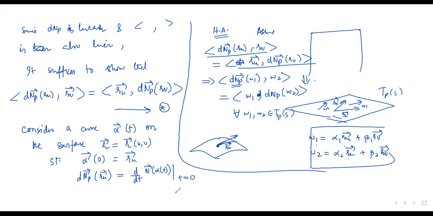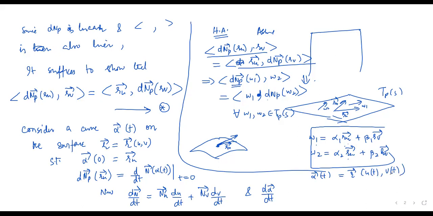Okay, now I know what dn is. dn by dt, by the chain rule, is nothing but n sub u into du by dt plus n sub v into dv by dt. And d alpha by dt, by the chain rule, because alpha t lies on the surface, is also r at some ut, vt, as we did before. It must satisfy the equation of the surface, so it would be dr by dt, which by the chain rule would be r sub u du by dt plus r sub v dv by dt.